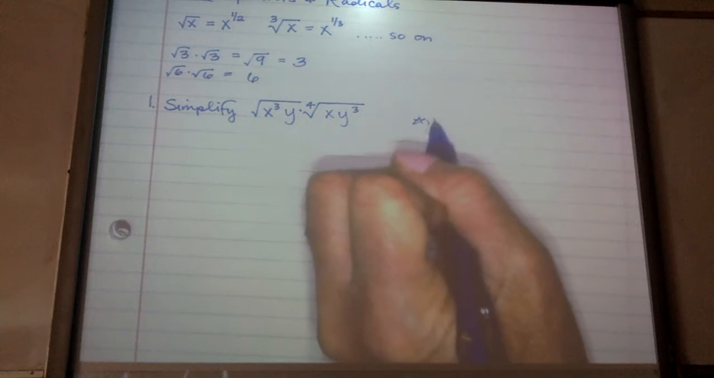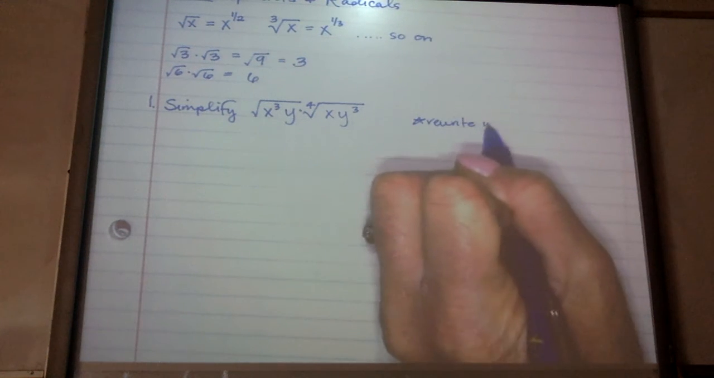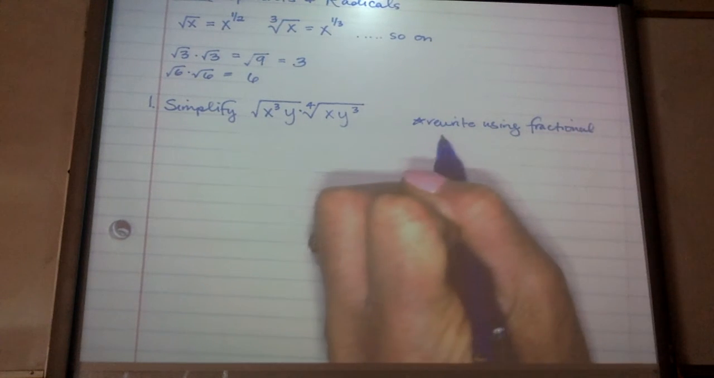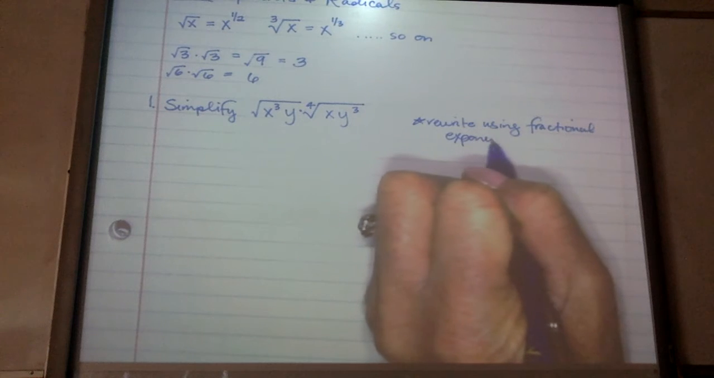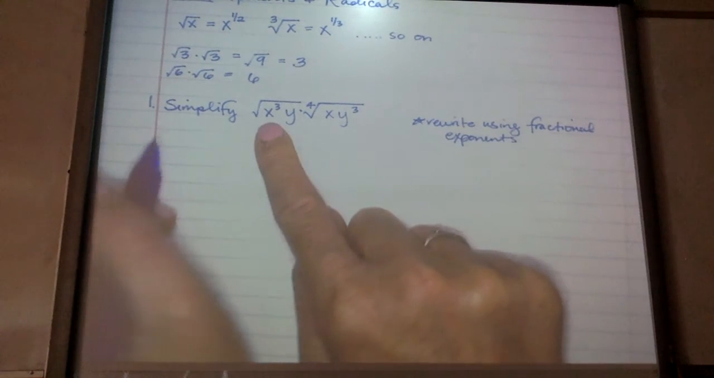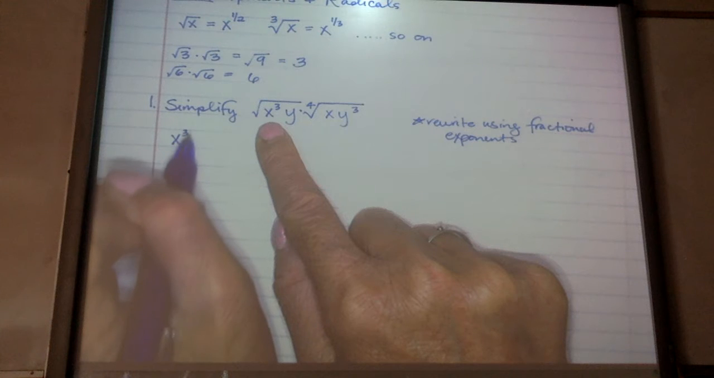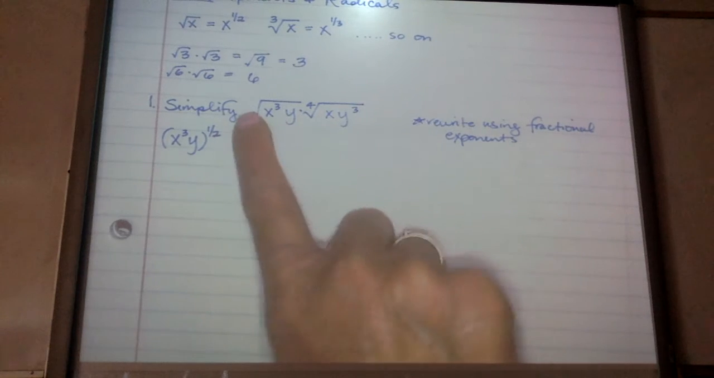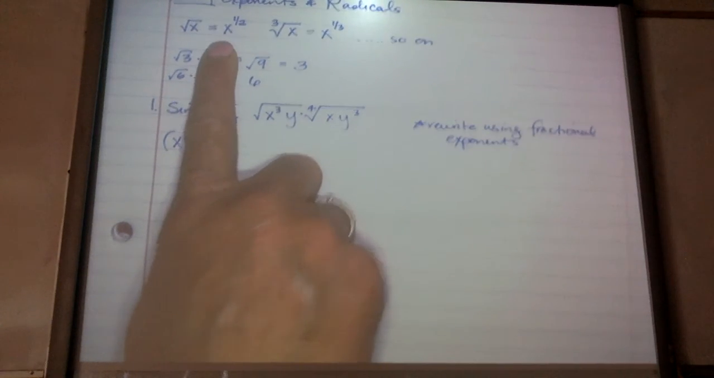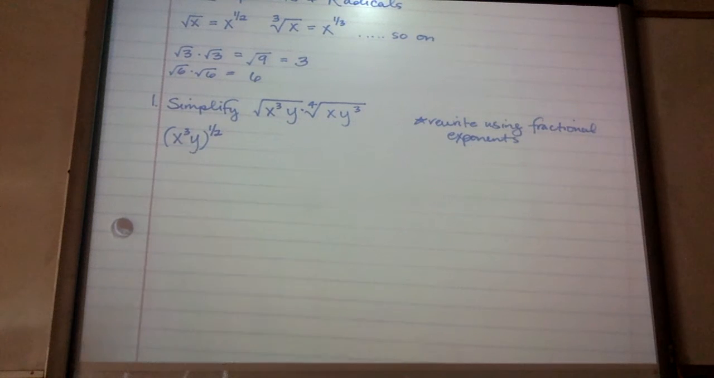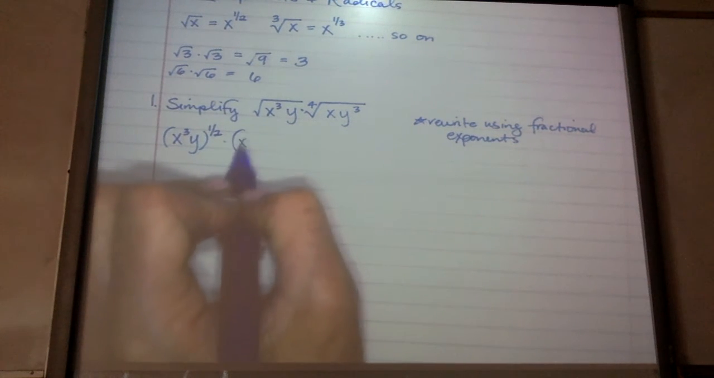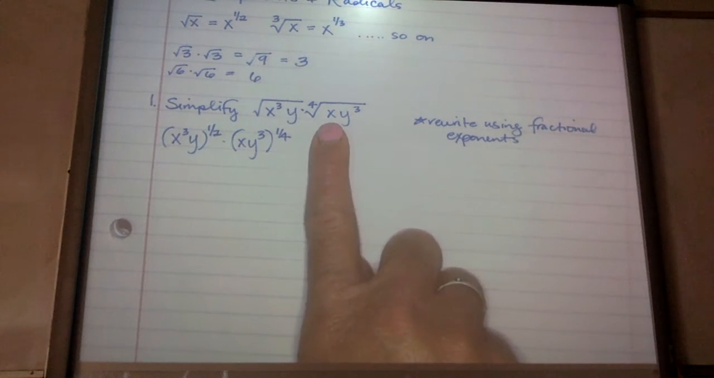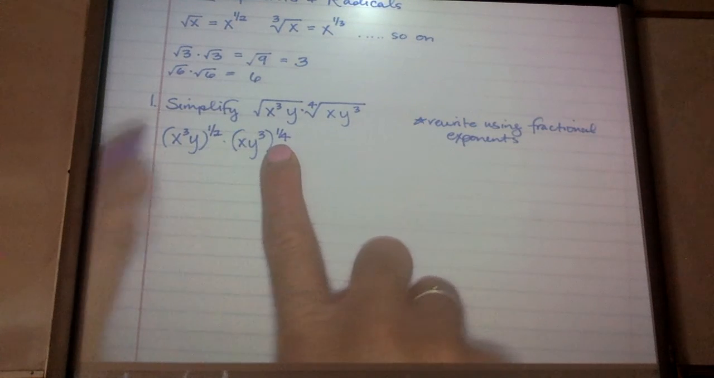So I'm going to rewrite using fractional exponents. For example, this would be x cubed y to the 1/2, because the square root is the same as something to the 1/2 power. Times xy cubed to the 1/4, because anything to the 4th root is the same as raising it to the 1/4.